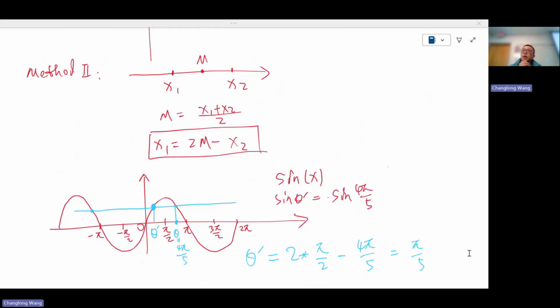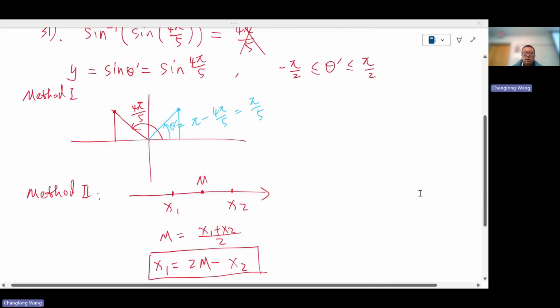When you say the reciprocal, you're talking about sine inverse? What do you mean by reciprocal? It's you plotted 4 pi over 5. Pi over 5, okay. Yeah. The reciprocal, which is like pi over 5, right?